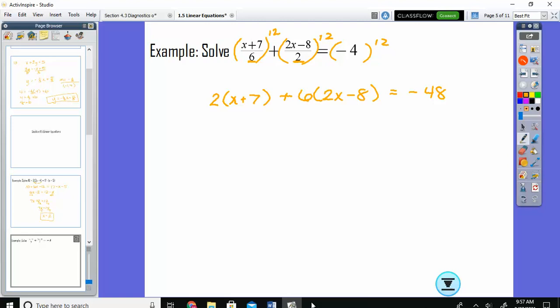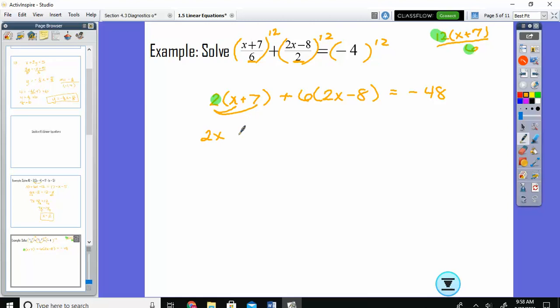How are you getting those? Okay. So when I multiply that by 12, basically that becomes 12 times x plus 7 over 6. And I reduced my 12 and 6 to get a 2. Does everybody see where I got it from? Now it's like the last equation. It's just a matter of distributing and combining like terms.